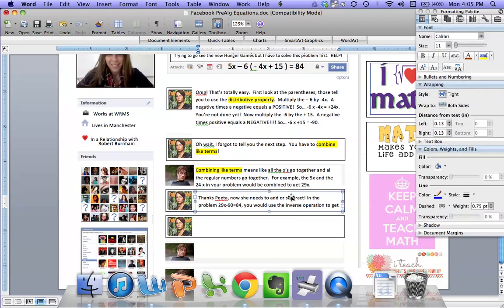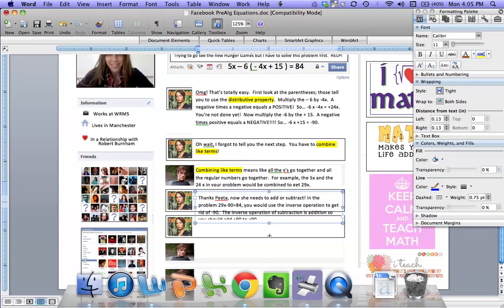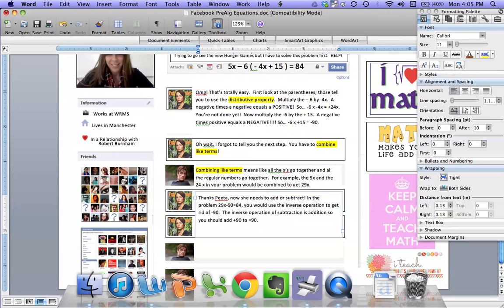Well, let's see if we can find all my typing here. There we go. Fill my text box here.